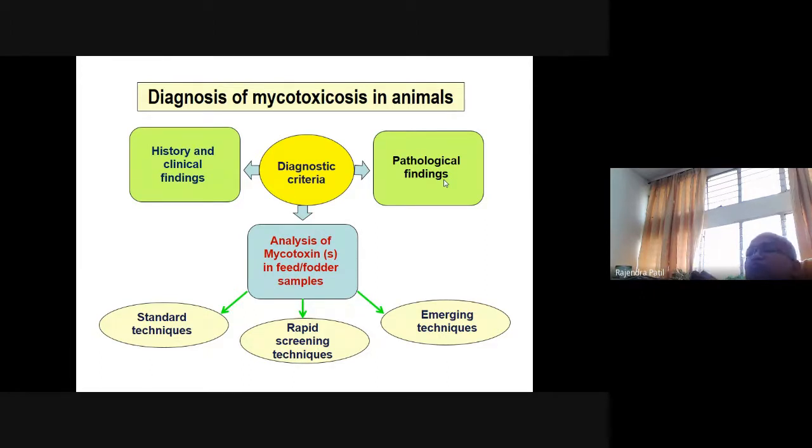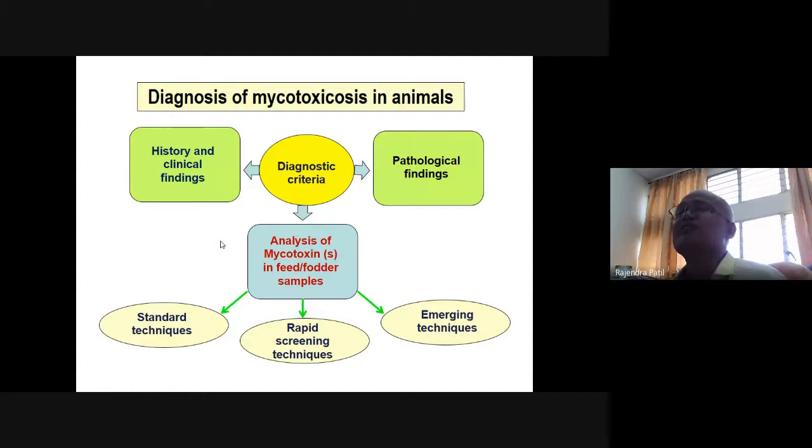If more than one mycotoxin is present in the food and feed, they may interact. Once they enter the body, they may interact in a synergistic way, or an antagonistic way, or with a less than additive effect. That's why, on the basis of their interaction, the pathological changes vary. So diagnosis is generally based on the history and clinical findings, or clinical manifestations.